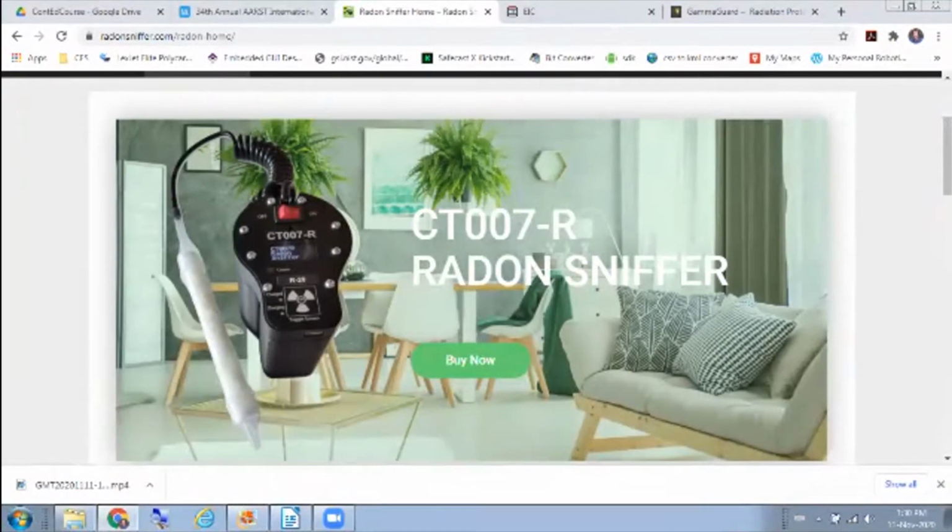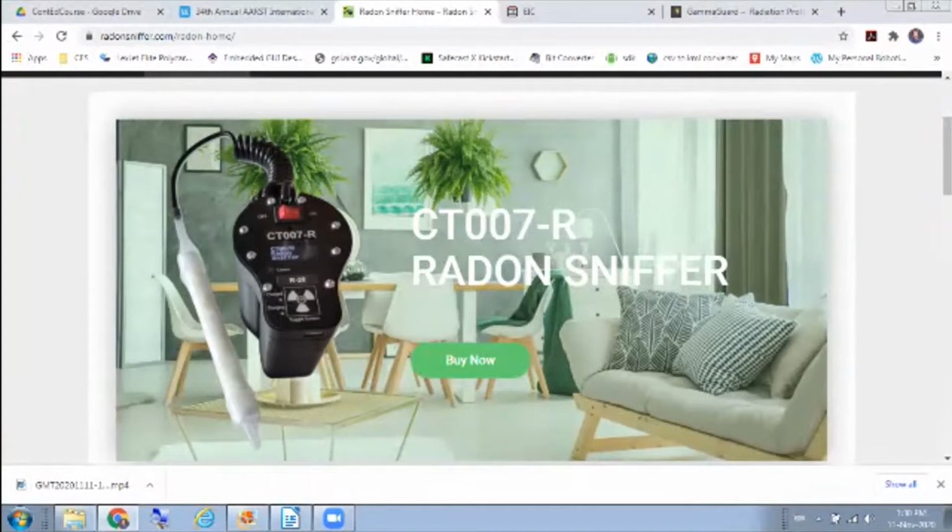I run Environmental Instruments Canada, and we make the Radon Sniffer. In this learning lab, we will talk about how one would use the sniffer to inform mitigation methods.